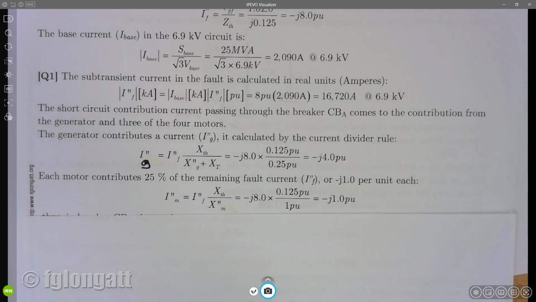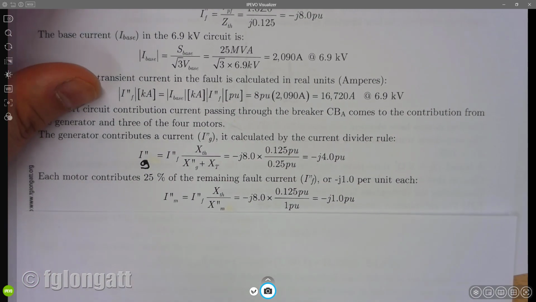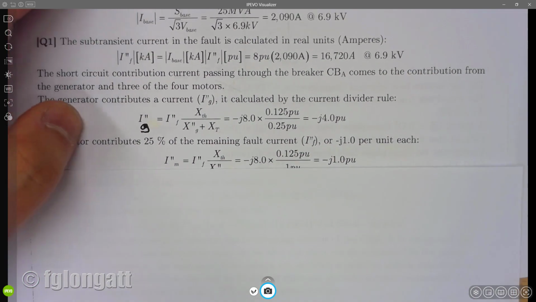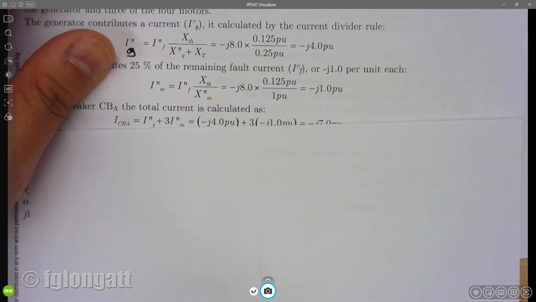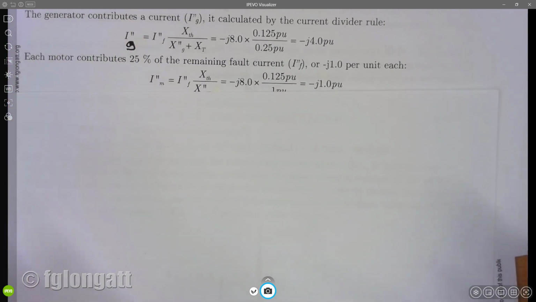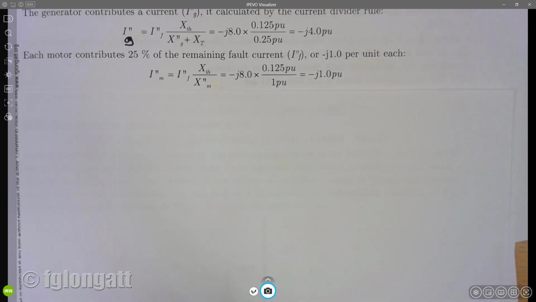But now the question is quite interesting, because question two says that we want the subtransient current in the circuit breaker, okay? In the circuit breaker. Now what I will do is, let me use paper again. Let me come back with my ugly handwriting, okay? What I want to show you and what I want to say is the following.